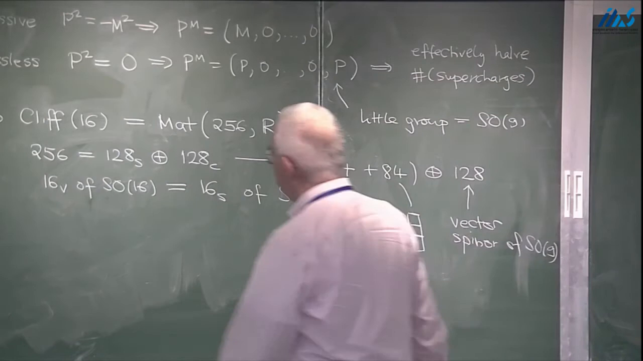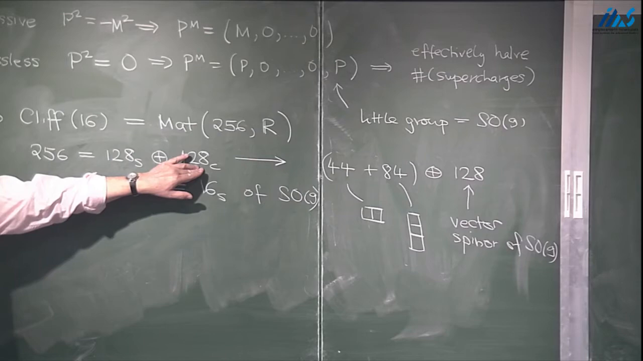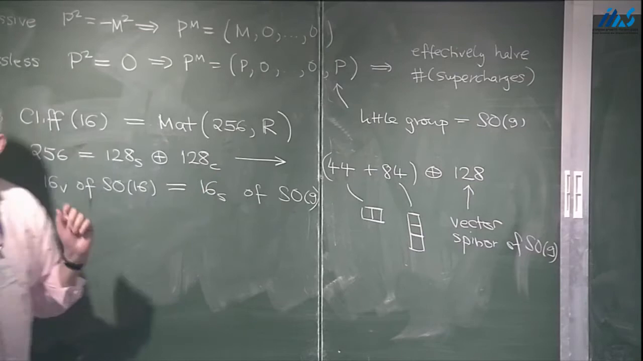In SO(16) there is a vector representation. That's just the usual vector representation. And it also has spinor representations, left and right handed. They have 128 components. But if you go back to SO(9), the vector would have 9 components and the spinor would have 16.